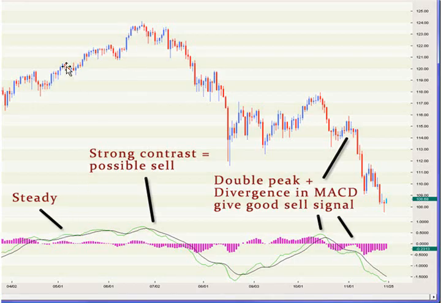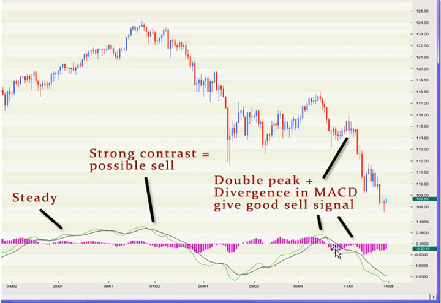MACD wasn't gaining at the same angle, suggesting that eventually this thing may fall. And it does. It starts to fall before the pair starts to fall, suggesting that divergence there. But the better signal here is this one, where we have the good divergence in the MACD, and we have this kind of double peak here. So we have the double peak in the price action and the double peak in momentum, with the crossover here and over the zero line.